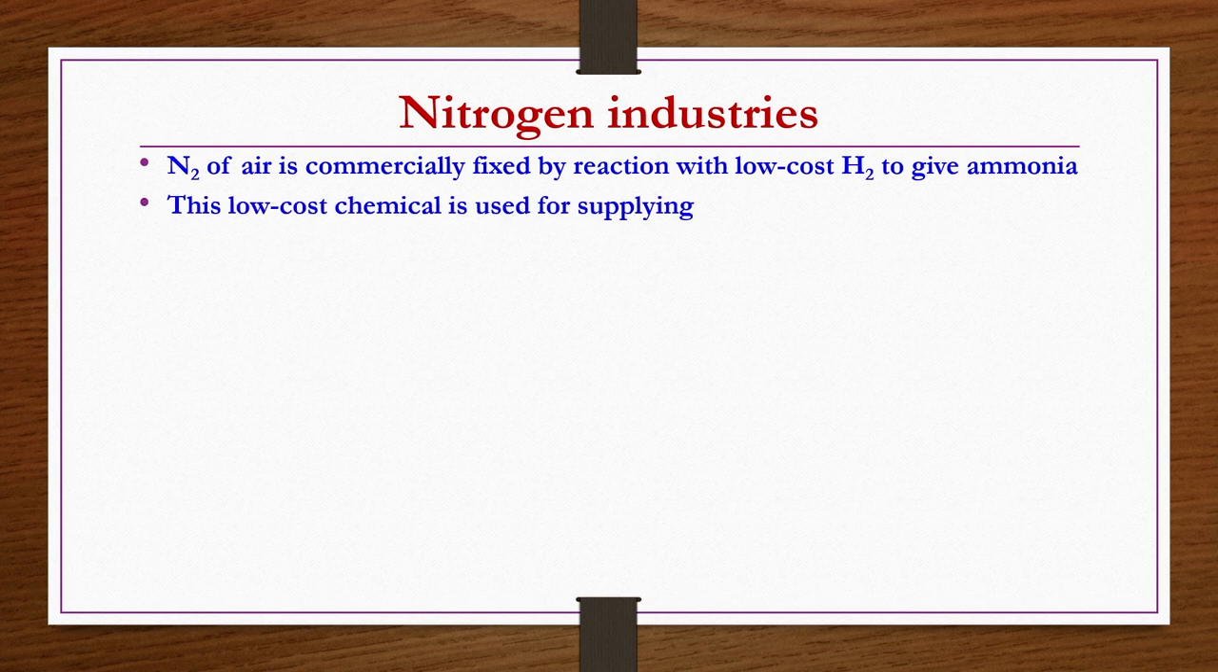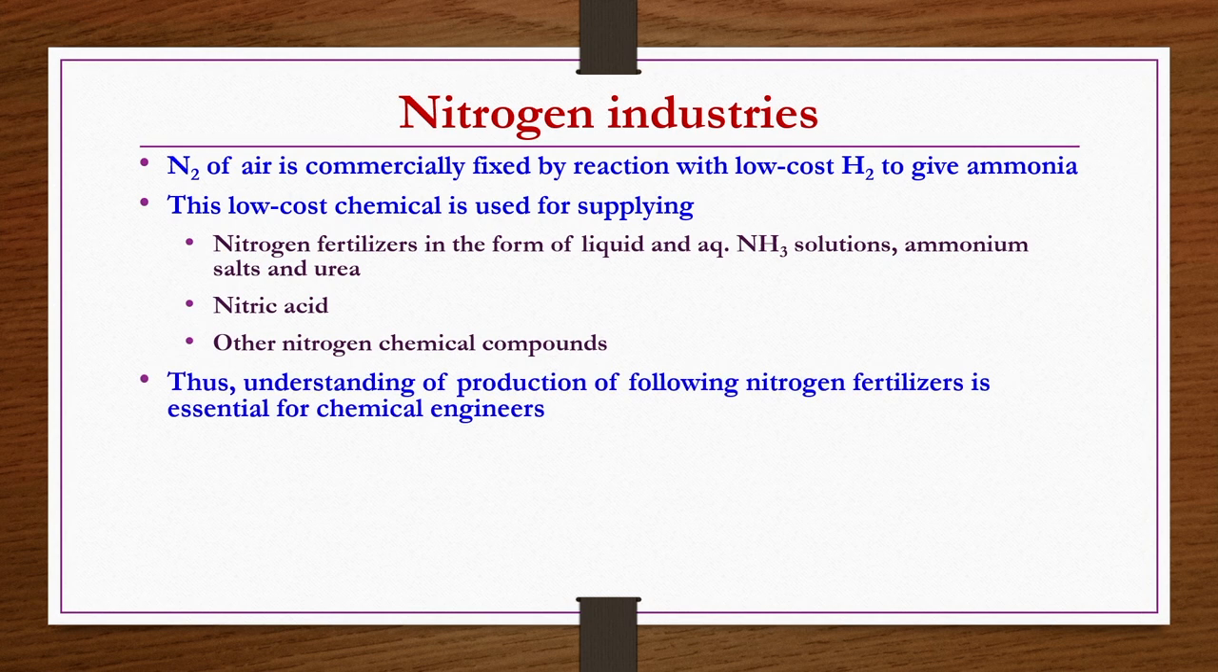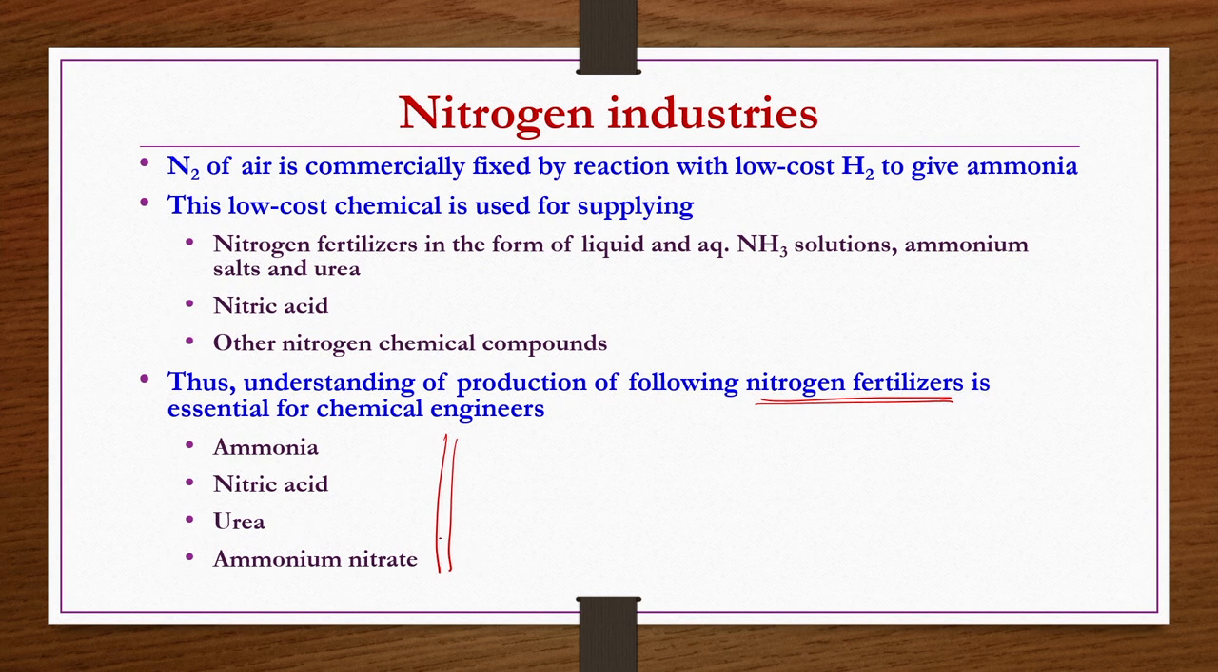So this low-cost chemical is used for supplying nitrogen fertilizers in the form of liquid and aqueous ammonia solutions, ammonium salts and urea, nitric acid and other nitrogen chemical compounds, right? Thus, understanding the production of the following nitrogen fertilizers is essential for chemical engineers. So what are they? First one is ammonia, which we are going to discuss today in this lecture. Then nitric acid, which we will discuss tomorrow in the next lecture. Then urea, then ammonium nitrate.